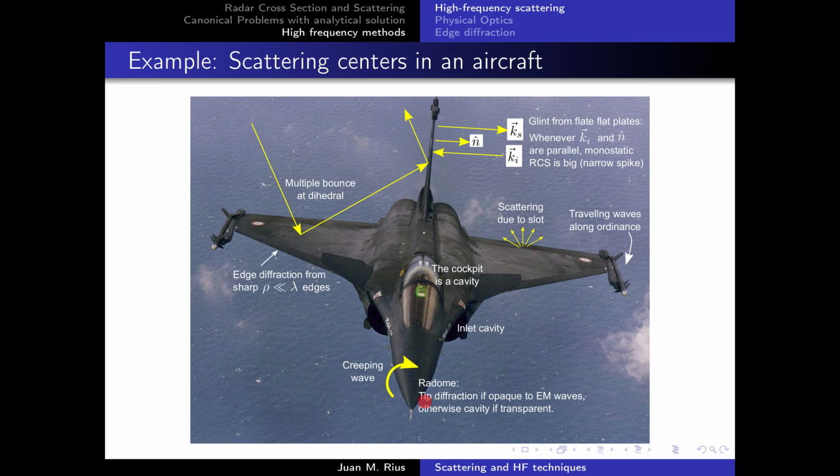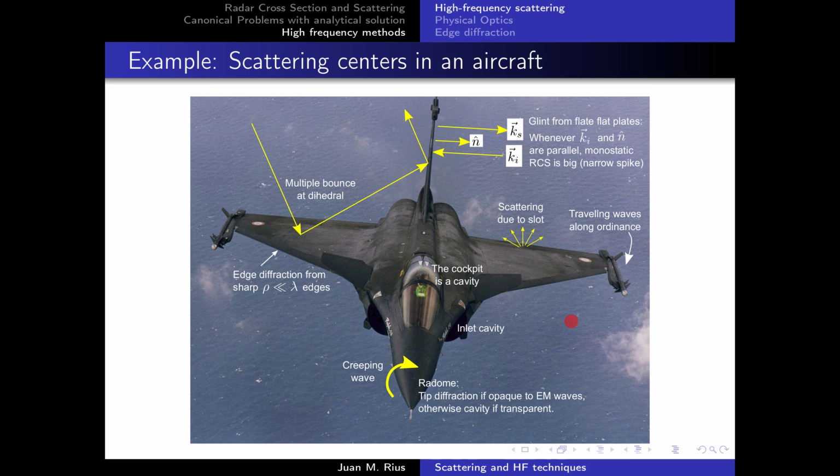If the radar radome is opaque at the frequency of the radar, then we have surface reflection at the radar radome, but also creeping waves that go back to the radar and radiate in the shadow region. If it is transparent, we can have a cavity here, a cavity with the aircraft radar inside. And the engines and the inlets of the engines, we have cavities also. We have surface waves traveling along long parts of the surface.